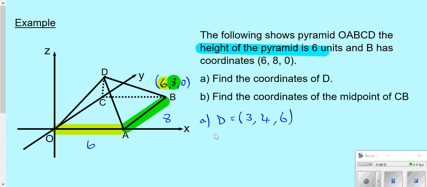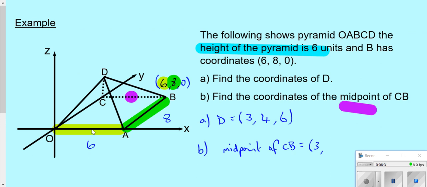And part B, so that was part A. Part B, find the coordinates of the midpoint of CB. Now the midpoint is going to be halfway along that line there. So I'm traveling halfway along this OA line, so I'm heading 3 in the positive x direction. So midpoint of CB. They've not given it another name, so I'm going to call it the midpoint of CB. It's going to have an x value of 3.